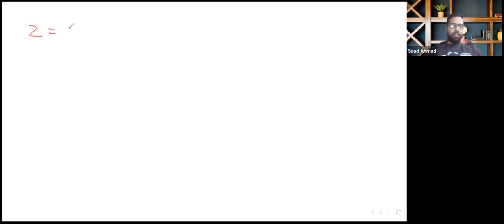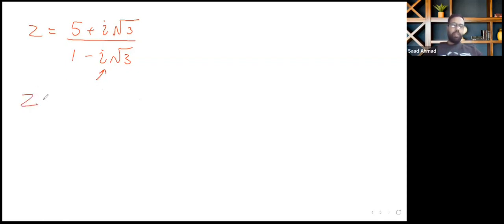So let's say I have a question here: 5 plus i square root 3 over 1 minus i square root 3. Okay, so now there's a problem. This i is in the denominator and we do not want it there. So to get rid of that, you multiply it with its conjugate.